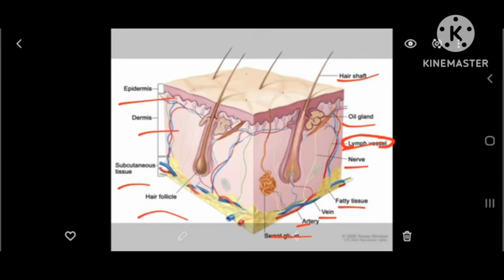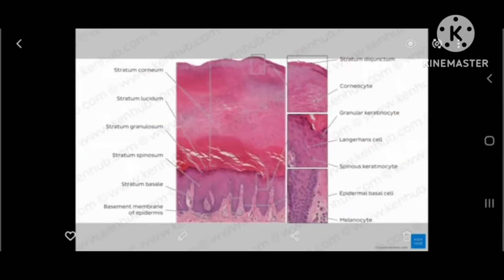Let me show you another diagram to show more clearly the histology of skin. Right, this one. You can see there are a lot of cells and basically the tissue or the histology or the microscopic image of the skin. This is the real specimen of the human skin. You can see the stratum corneum, stratum lucidum, stratum granulosum, stratum spinosum, and stratum basal. There is a layer as well, the basement membrane of epidermis, which is basically the stratum basal only.